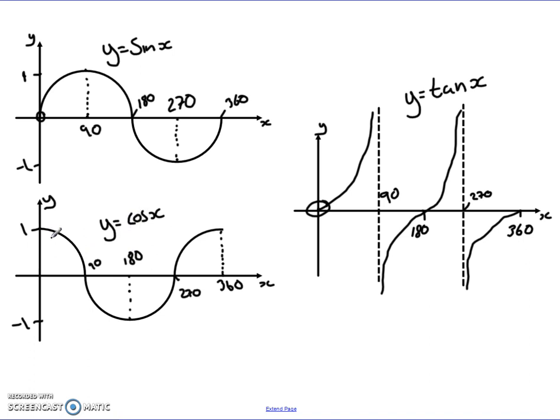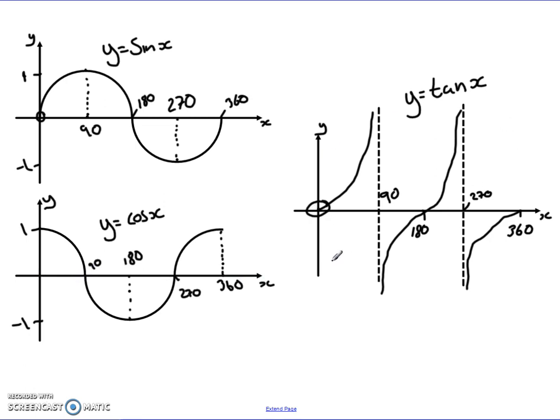Y equals cos x has a similar shape to the sine curve, a nice wave, but it's offset. Sine's maximum was at 90, cos's maximum occurs at 0, so it's essentially shifted left 90 degrees. The general shape stays the same: it's got a maximum of 1, a minimum of -1, back to a maximum again at 1, and cuts the x-axis at a couple of other points as well.